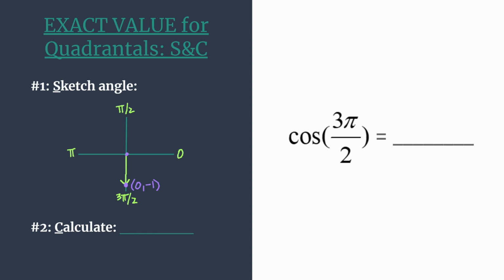And so now we just need to recall the cosine ratio on the unit circle. So the cosine of an angle is simply going to be the x coordinate. So no real calculation needed. We simply look at our x coordinate, which is 0, and we know that the cosine of 3 pi over 2 is equal to 0. And that's all there is to the simplified method for quadrantals. So think S and C.